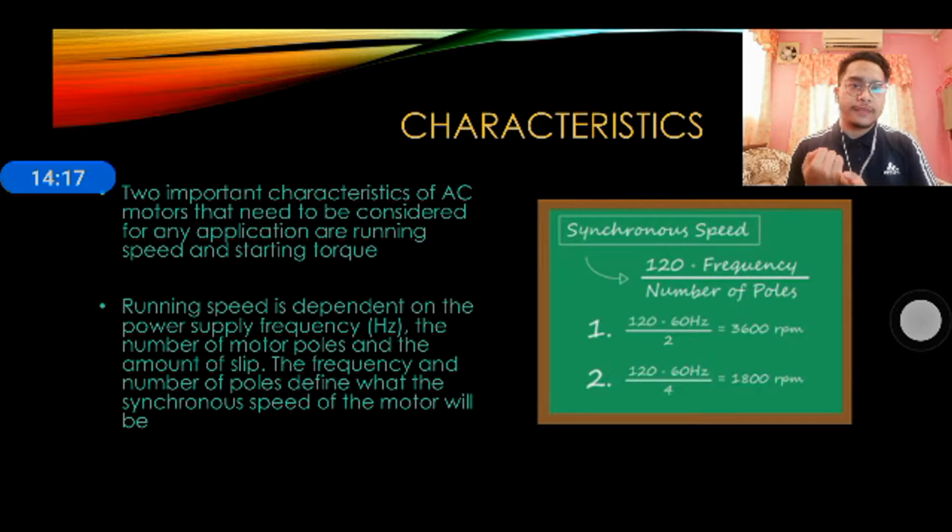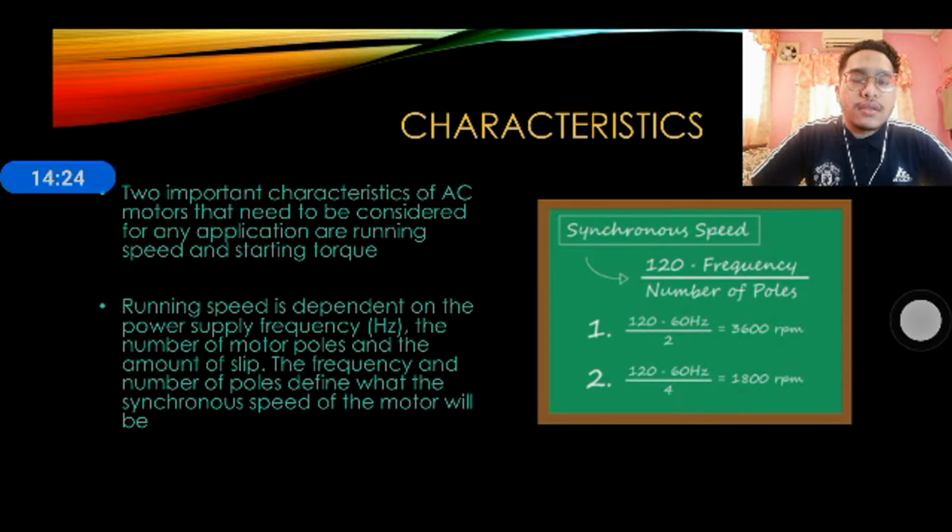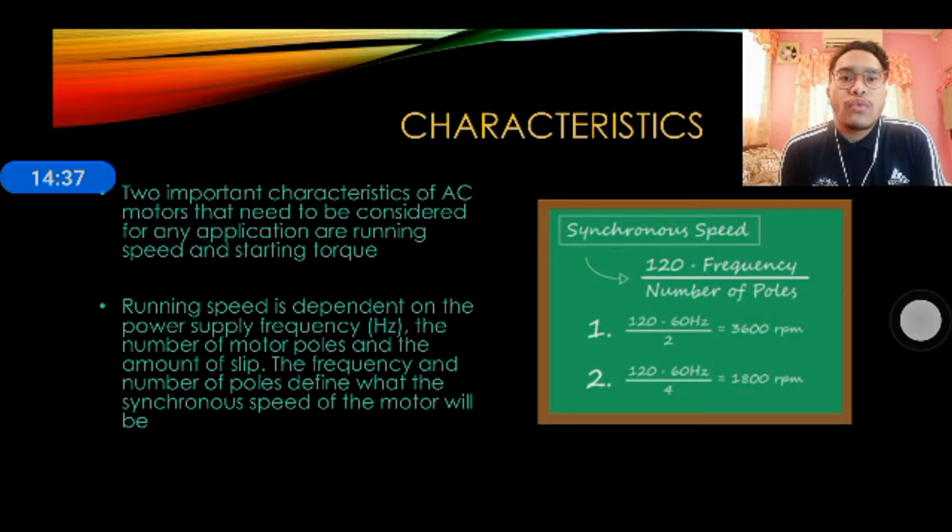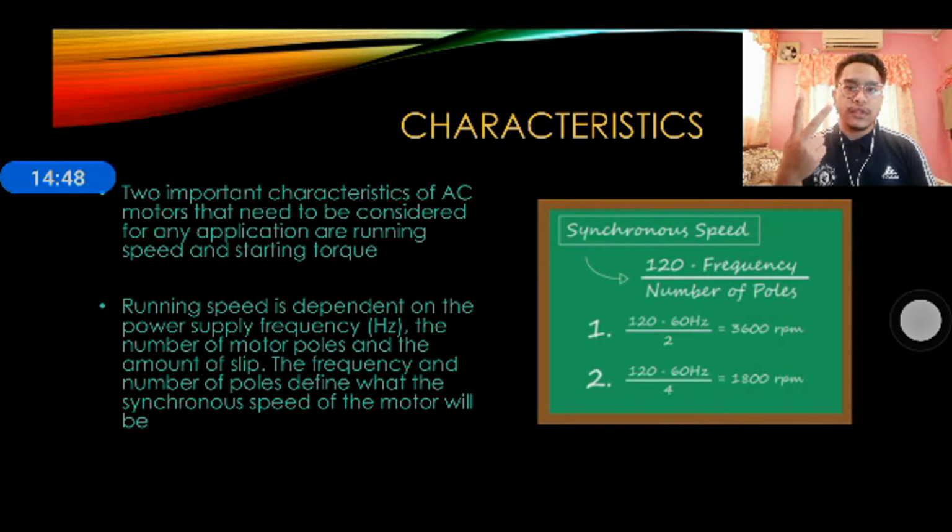The operation done. The construction done. So let's see about the characteristics of AC induction motor. There are two important characteristics of AC motors that need to be considered for any application: running speed and starting torque. Let's talk about running speed first. Running speed is dependent on the power supply frequency, the number of motor poles, and the amount of slip.